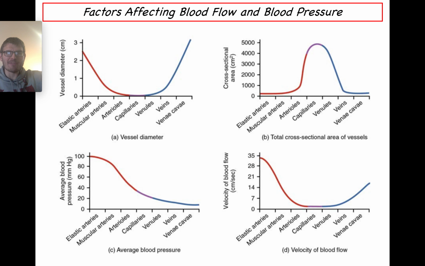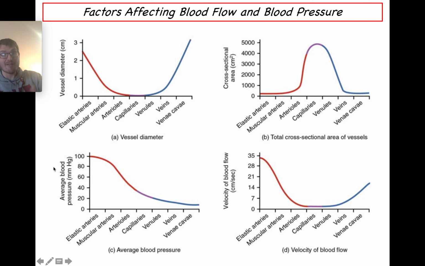So you can see a couple of helpful graphs here just to get you to grasp some of these concepts. You can see the relationship between vessel diameter and the different types of vessels that we've talked about. So arteries and veins tend to have the greatest diameter, with veins having by far the greatest diameter. Capillaries have the lowest diameter. That's not surprising based on what we've talked about. Cross-sectional area, we're not really going to worry about.